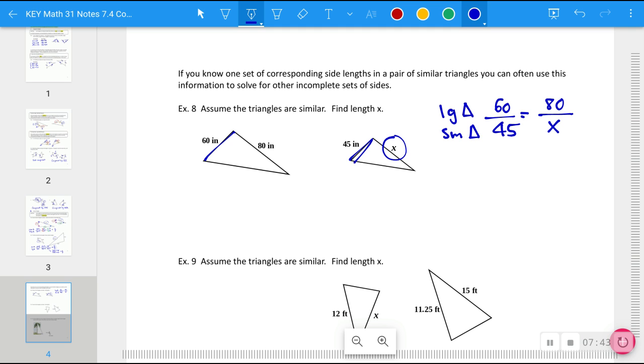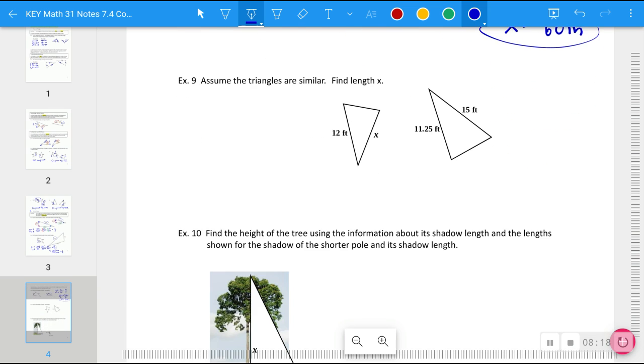Well, what's nice about this is you can now cross multiply. 60 times X in the downhill direction, and 45 times 80, give me a second to do this on the calculator, is 3,600. So we'll divide by 60 here to finish this job. And that gives X equals 3,600 divided by 60 would be 60. So it's 60 inches in length.